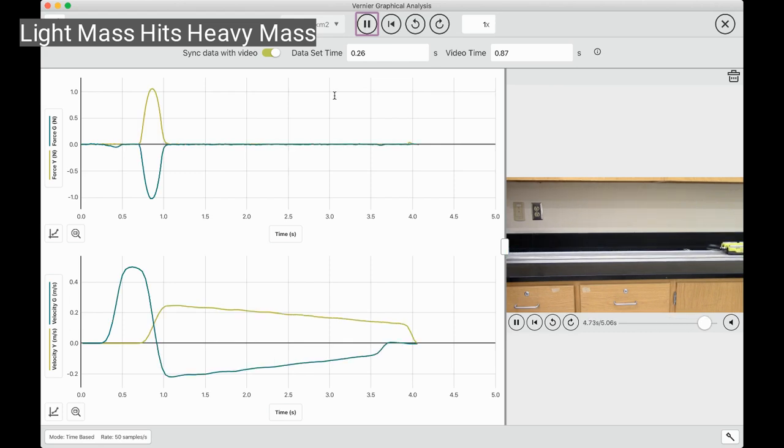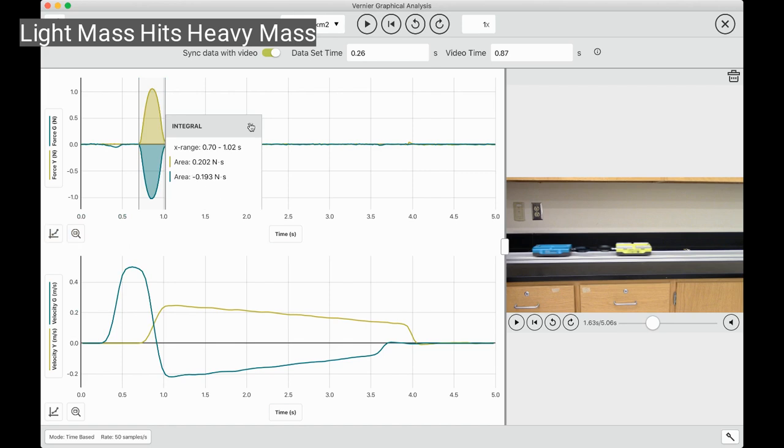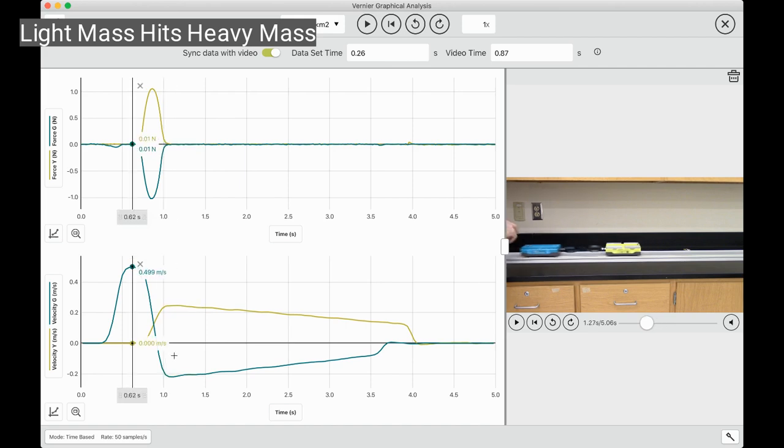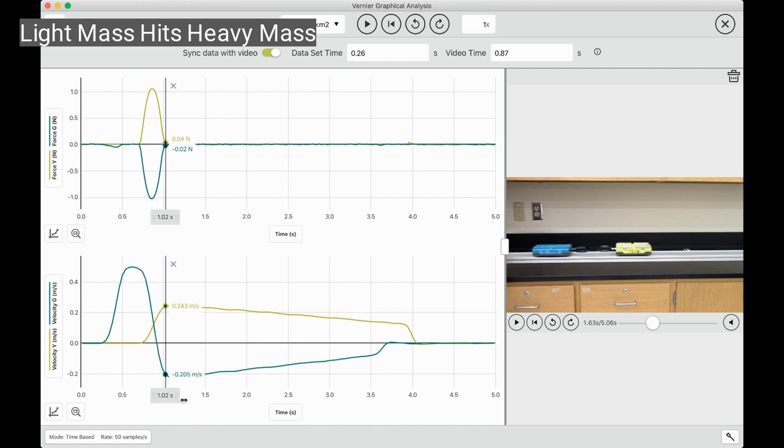And what we see is that we've got a big velocity for the greenish cart before it hits. But because it's so light, its impulse causes it to change direction. And then the yellow cart moves forward, but not nearly as fast, right? The impulses are still equal and opposite up here if we do our integral, about 0.2. But the change in velocity for the green cart is pretty dramatic from positive to negative, and the yellow cart goes from rest up to some speed.